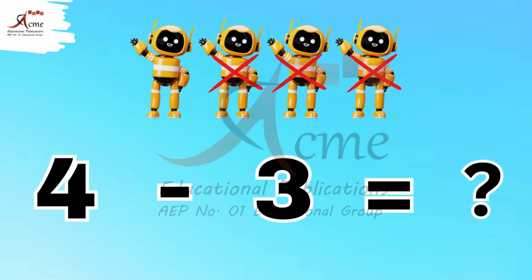Now let's move on to the fourth activity. Look at the picture of the astronauts. We have four astronauts, and we need to subtract three astronauts. Can you count and subtract them? I'll give you 5 seconds to count.